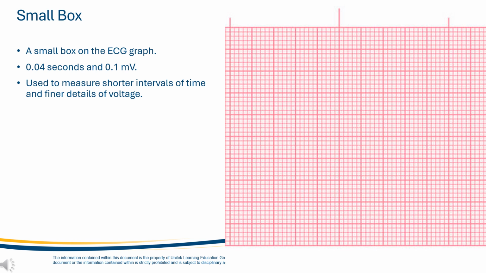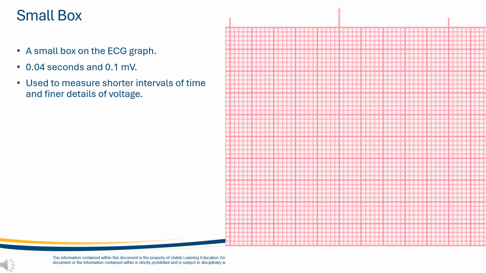Even small variations in the P wave or the ST segment can be detected and measured accurately using the small boxes. So these are for shorter intervals of time and finer details of voltage. So again, the PR interval, yeah, sure, we can use the large boxes for just an estimate, but the small boxes let us measure it with greater precision.